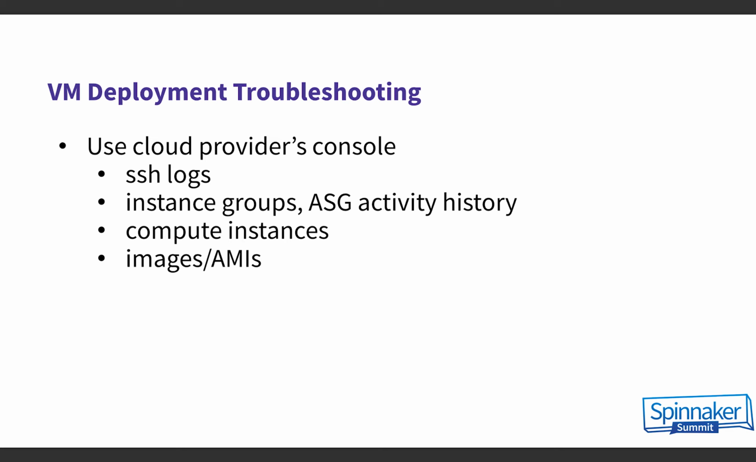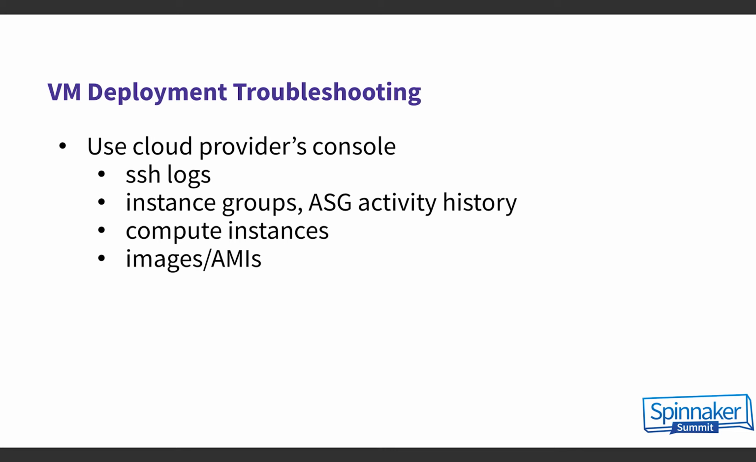All right, so deployment troubleshooting is kind of a hard thing because you're not just working with one VM, you're looking at all the different infrastructure pieces, all of the different cloud resources. So you have to look at a lot of places to figure out where the issue is. But these are the things that helped us out the most. When the deployment is not going well, we look at the SSH logs. Usually in the console of the cloud provider, there would be links to the logs. Also look at the instance groups, or in the EC2 world, the ASG activity history.